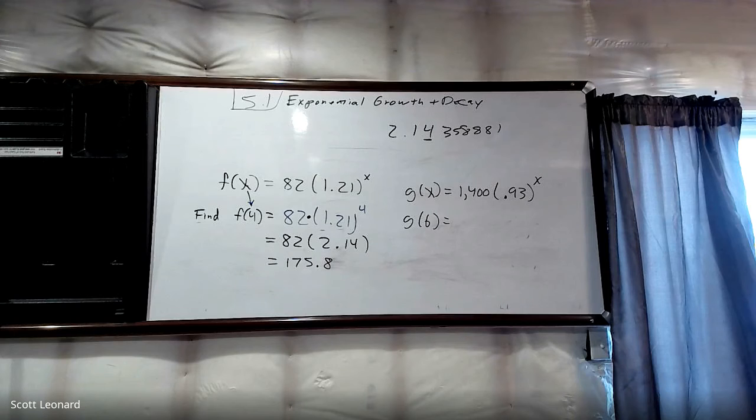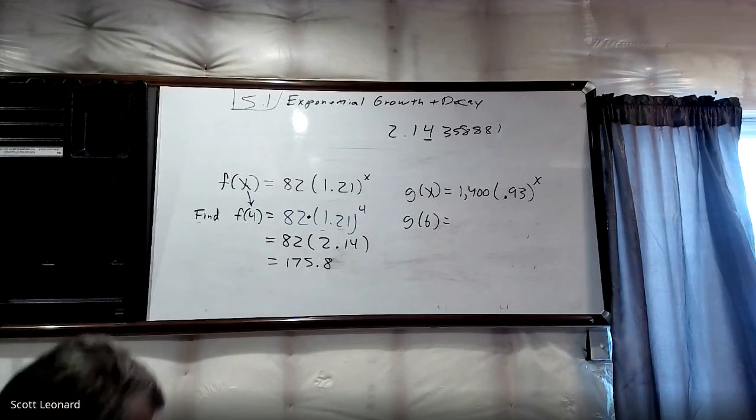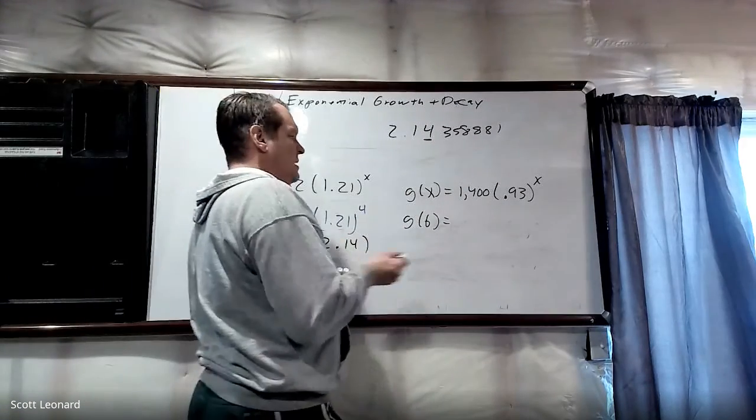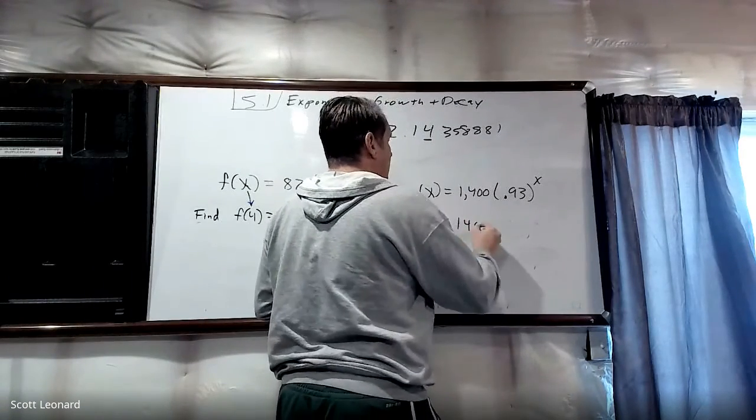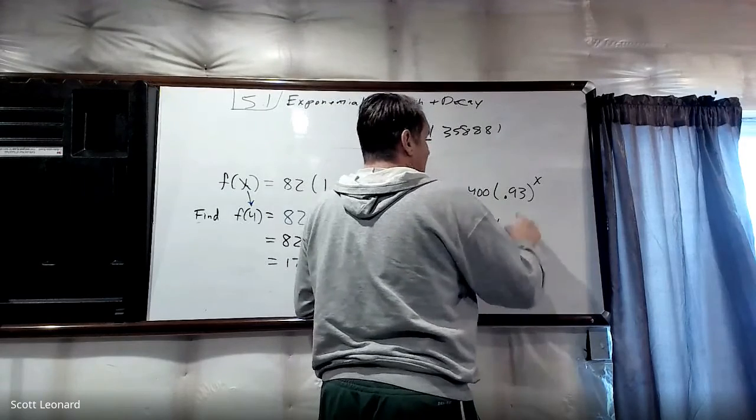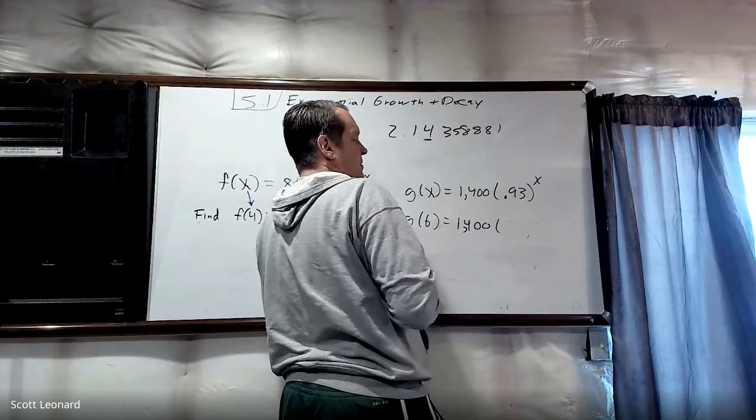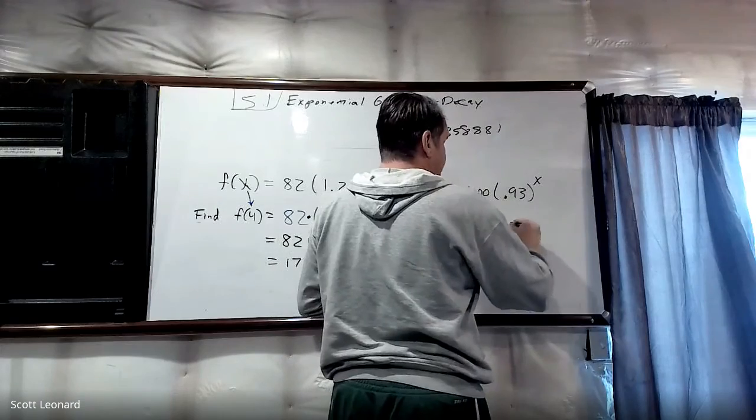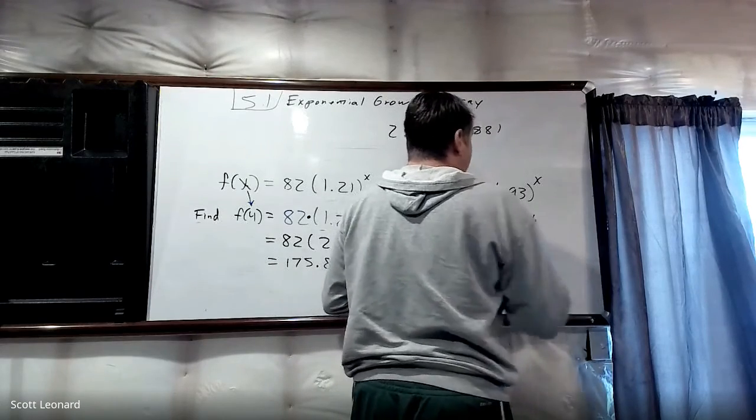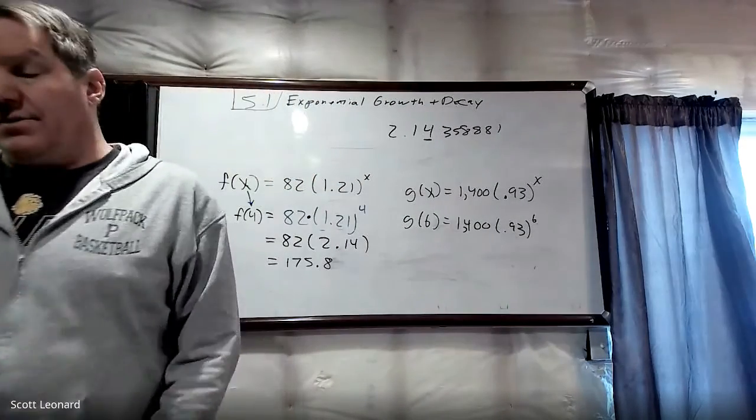All right. Anybody need more time on this one? So, starting out with some small town, we have 1,400 people, War Road, Minnesota. We are decreasing by 7%. We took 1 minus 0.07, which gives 0.93. And we want to find out how many people are going to be in there in 6 years.